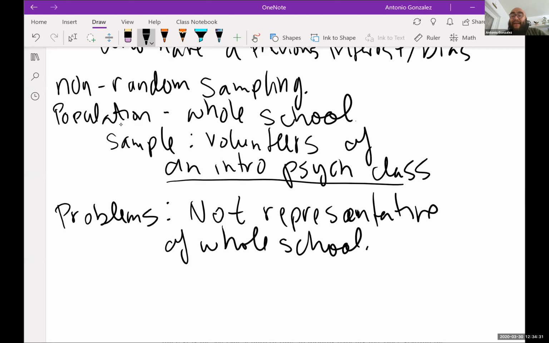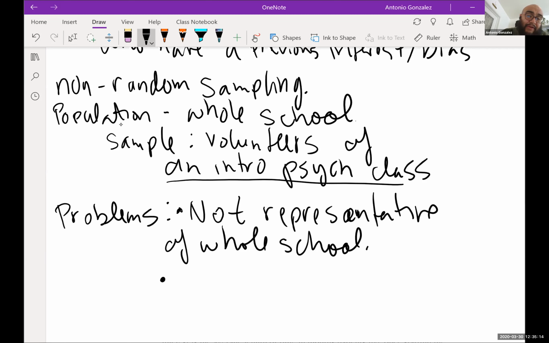Maybe not everyone in the school takes an intro psychology class, and it would have to be for this particular one. So now we're excluding a large population of the school. Now we can see why this would cause a problem in our study. Does that make sense, Mark? And then the second part: so it's not representative of the whole school.